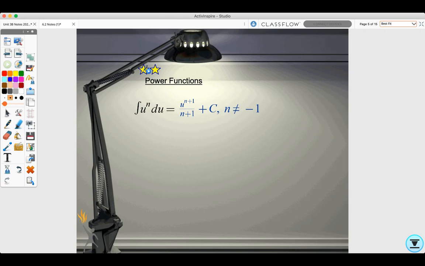With power functions, you have a power rule. So when I have some function u to the n, all I do is add 1 to the exponent, divide by that new number, plus c, where n doesn't equal negative 1. If n equals negative 1, then my antiderivative would be of 1 over u du, and that would be the natural log of the absolute value of u plus c.